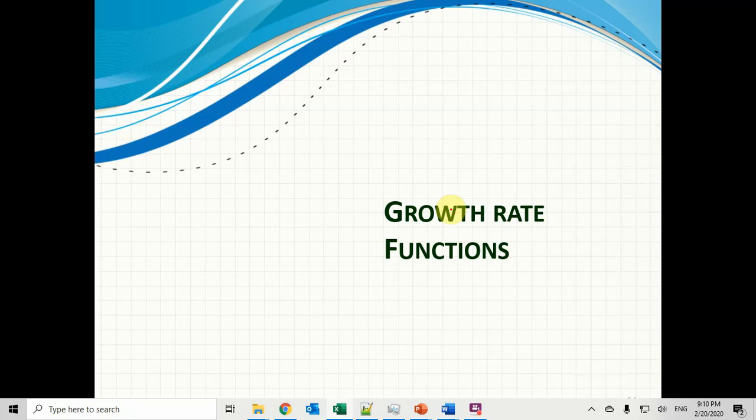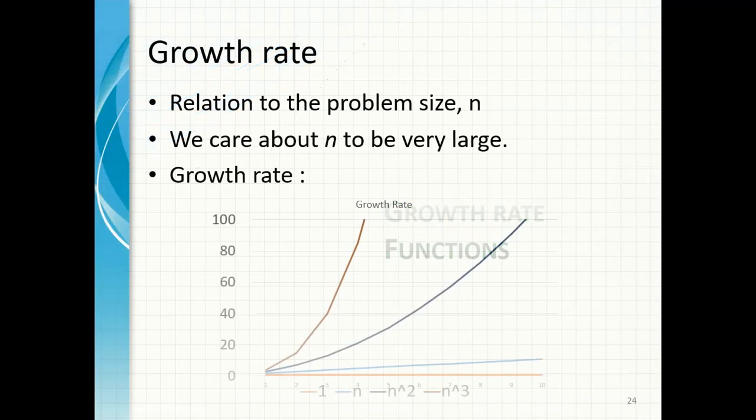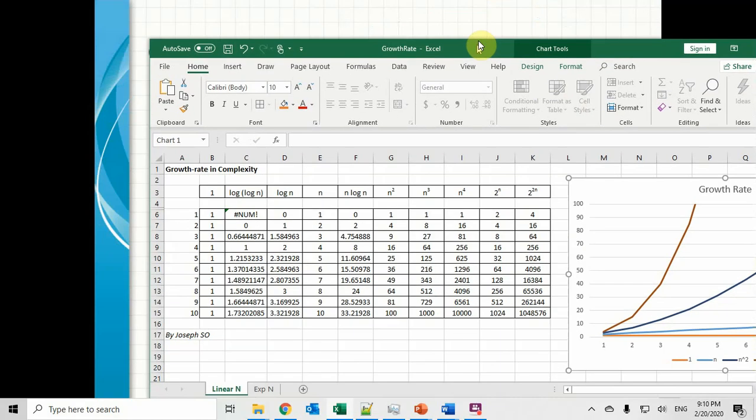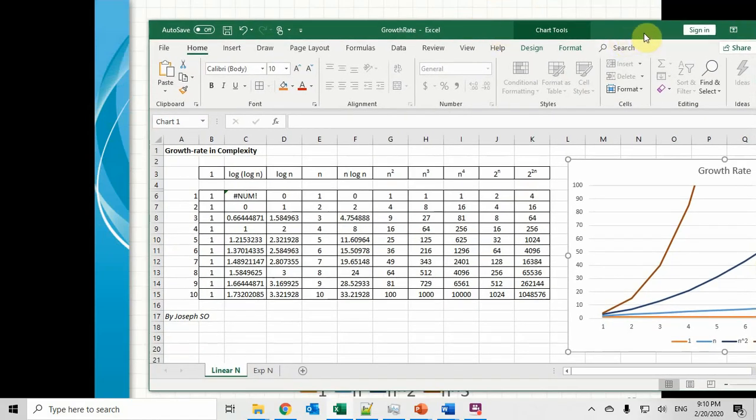Let's talk about the growth rate functions. Growth rate is related to the problem size n. We care about n being very large. So let me elaborate by using this Excel file.